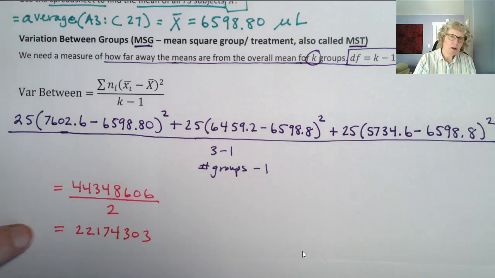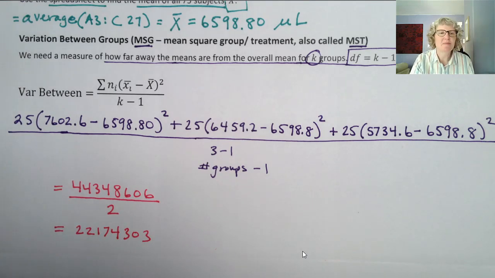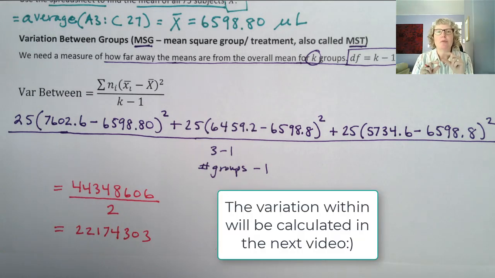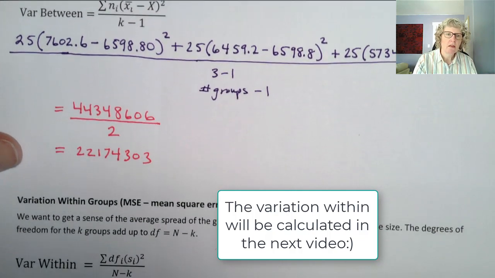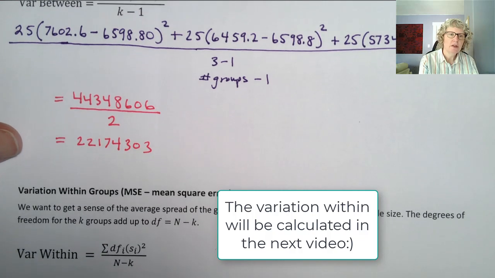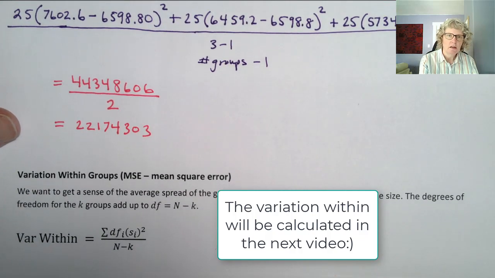Great. So that is all that to get our top number, right? So not only is this a ratio, but the top and bottom are both ratios also. So if we wrote it all out at once, we'd have like 4 things. And so we're going to do those separately. So that is the variation between the groups, okay? Next, we're going to go to the variation within the groups.